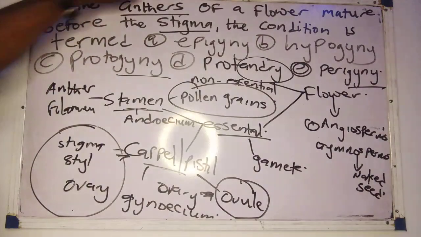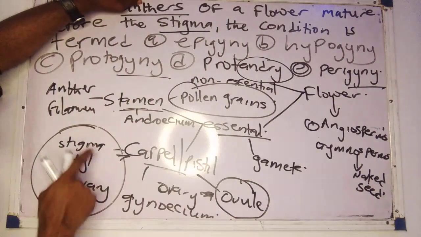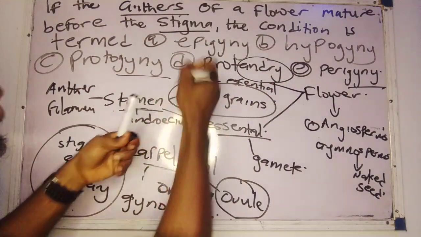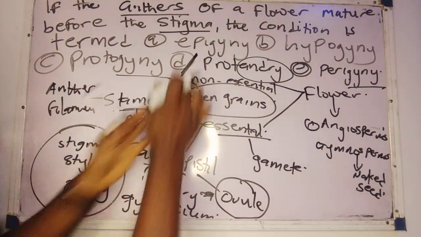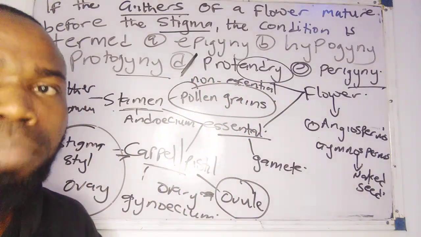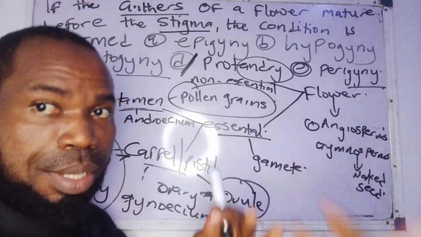So look at that. If the anther, which is part of the male structure of a flower, matures before the stigma, which is part of the female structure, the condition is called what? The answer there is what? Protogyny. I mean, it is protandry rather. I will show you the secret, because andro here means what? Male. Proto means first. So the male matures first before the female.